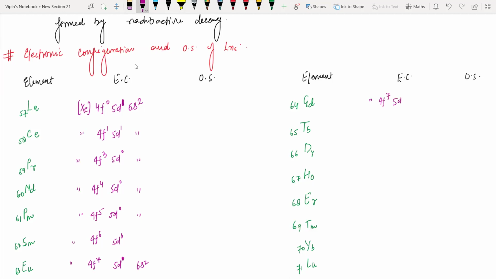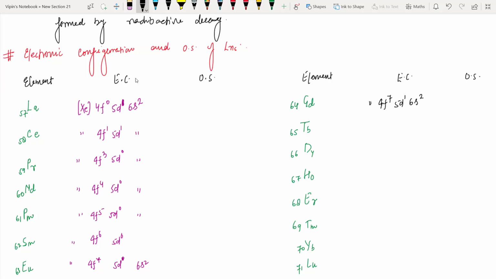4f7, 5d1. I'm writing with different colors. Here it is like this: 4f7, 5d1, 6s2. Why is it so? Because this orbital is half filled. Therefore, the incoming electron is going into the 5d1.